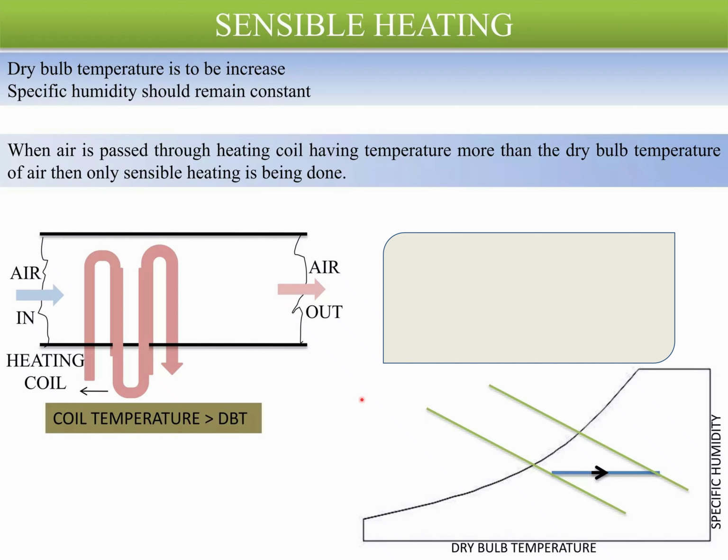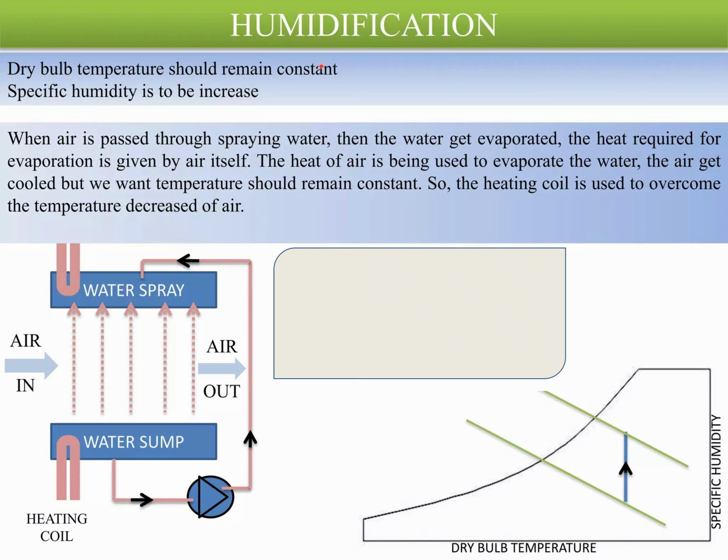Then sensible heating. This is just opposite to cooling. When air is passed through a heating coil, like a furnace, having temperature more than the dry bulb temperature of the air, only sensible heating is done. Then humidification. We know from lower to upper region is called humidification. So obviously dry bulb temperature is fixed now, but humidity has increased.